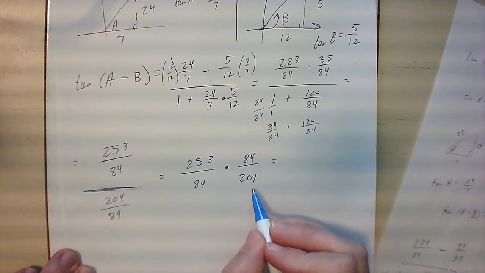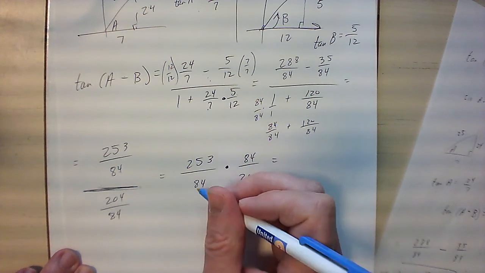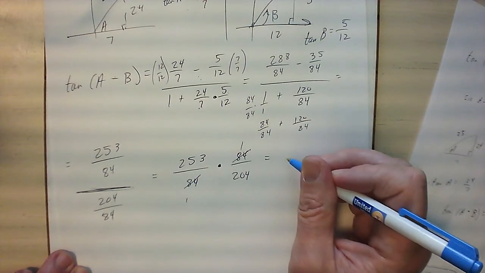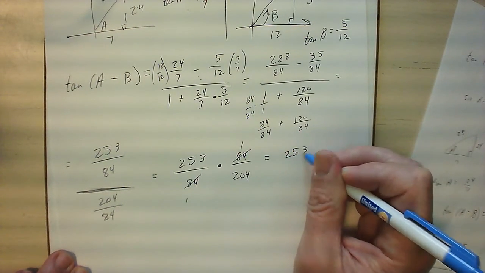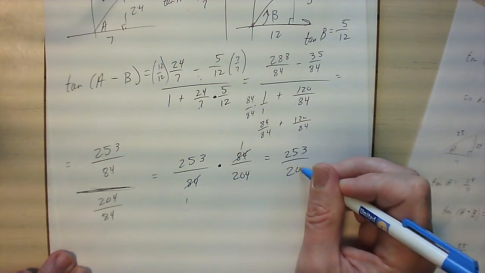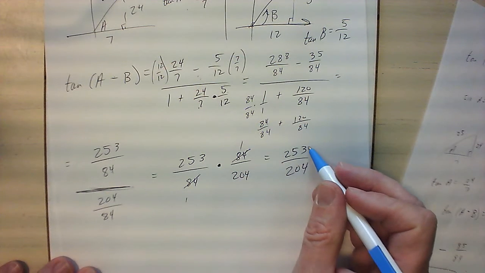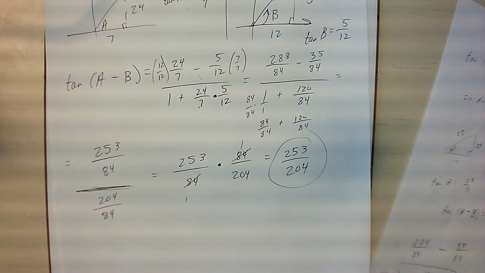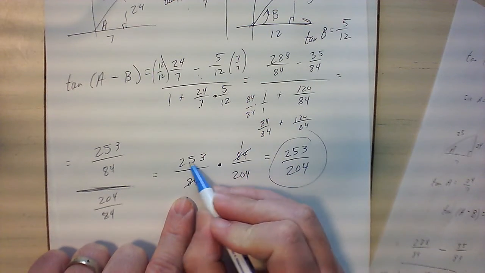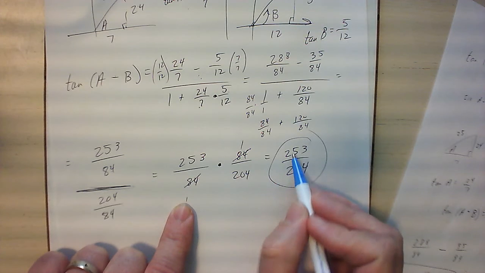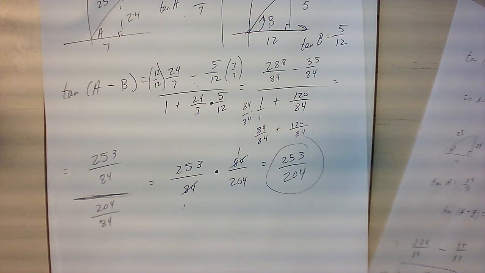So when you do that, these 84s are going to cross reduce and divide out. And now when I multiply across, I get 253 over 204. Okay, and then that's the answer. I don't think we can reduce that. You could check with your calculator to see if you could reduce whatever fraction you have. As a matter of fact, if you didn't see the cross reducing and you multiplied across, you would have some numbers that we could reduce. So always check to see if you can reduce your fraction.